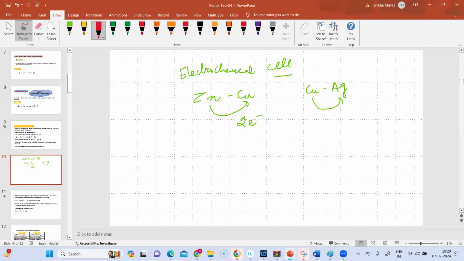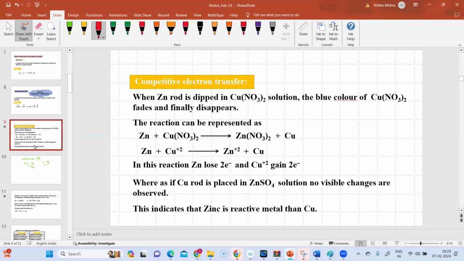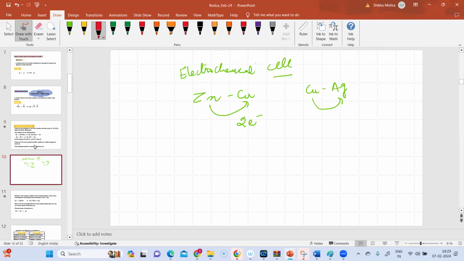Similarly, there is always a competitive electron transfer, right? So when we dip a zinc rod in copper sulfate solution, electrons move like this, and copper gives electrons to silver. We use a technical term for this: electrode potential.